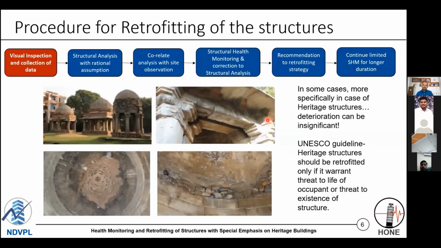In some cases, and that is more specific to heritage masonry structures, deterioration can be insignificant. Now, how insignificant? Like here you can see in the photographs, the structure is deteriorated. In this case, the chhajja portion is completely damaged, demolished, but the structure is standing. From inside of the dome, if you see, the plaster is removed. Even there are pockets in the masonry where birds' nests are created.